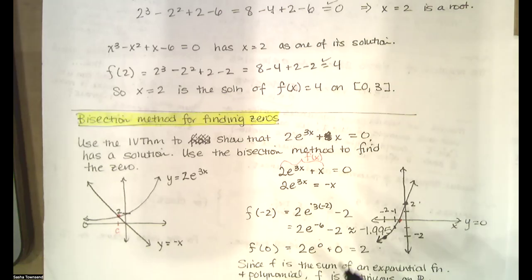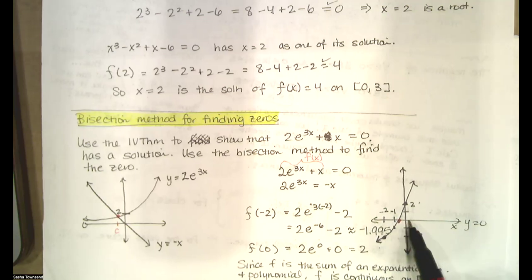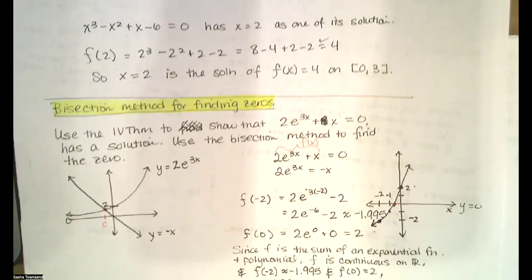So just to summarize, if you know that you have a 0 on some interval, you can split that interval in half and then figure out whether the 0 is in the left half or the right half. And then you can do that again and again and again until eventually you get closer and closer to that 0. Or you can just use a calculator, which is nice and easy for this particular function.